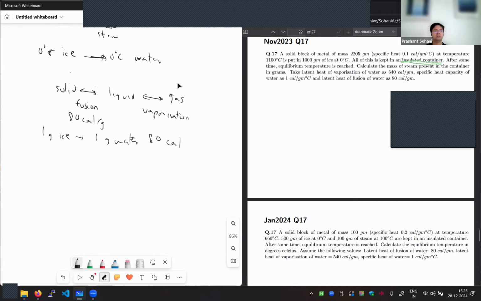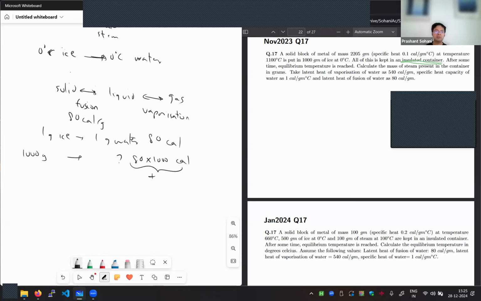right? And so then in our case, we have 1000 grams of ice, right? So if 1000 grams of ice is given, how much energy will be required? It will be simply 80 into 1000 calories. Okay, so this was the energy required to convert all the given ice into water. Okay, so this is the first component.